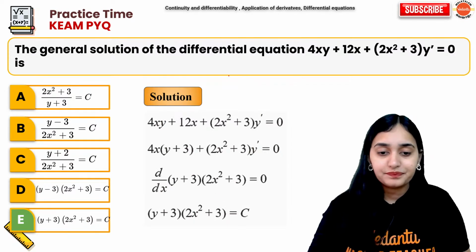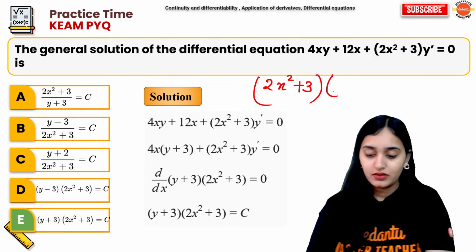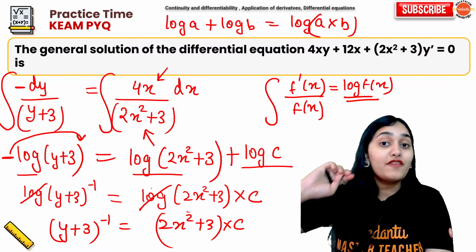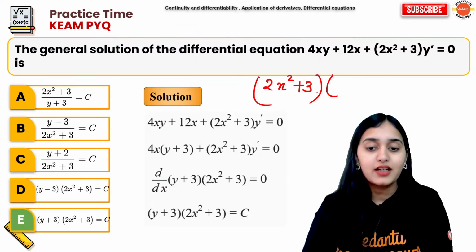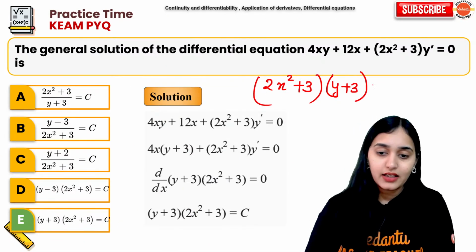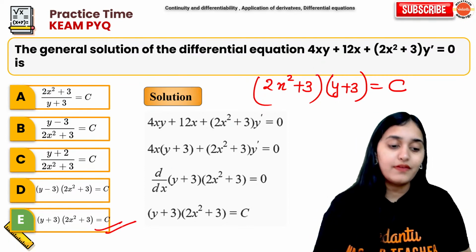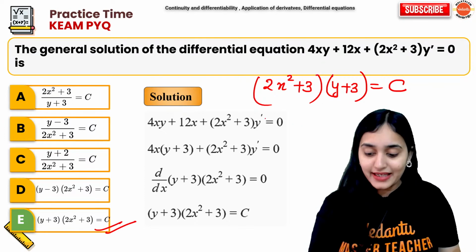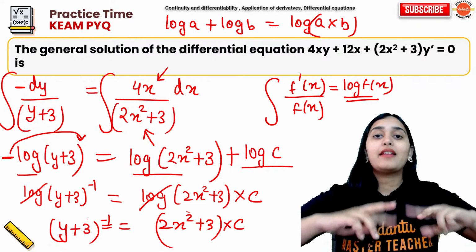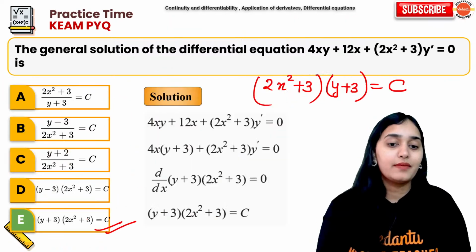So you will get basically 2x square plus 3 into your y plus 3. Y plus 3 will go to denominator, but because of negative power, it will come back to numerator. So it will be multiplied with y plus 3 is equal to constant c. That is our answer. So this is our function. Why are they getting multiplied? Because power minus 1 means it is reciprocal. So that's why we'll have 2x square plus 3 into y plus 3.